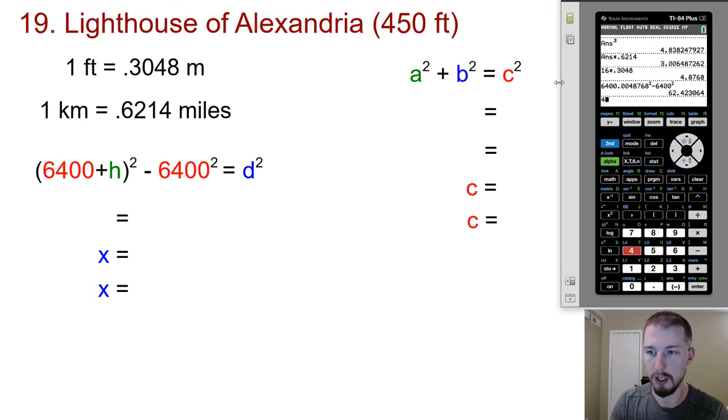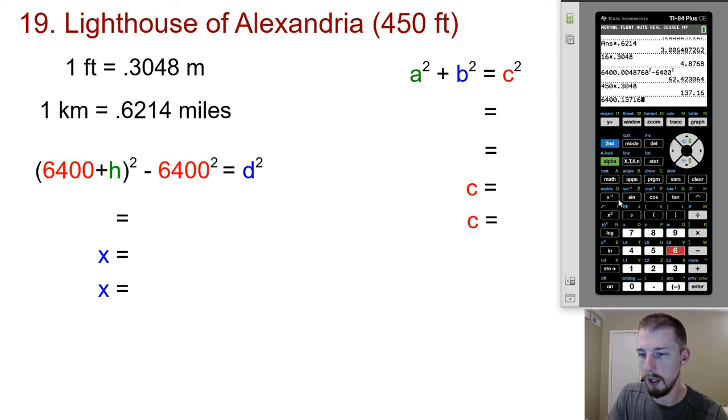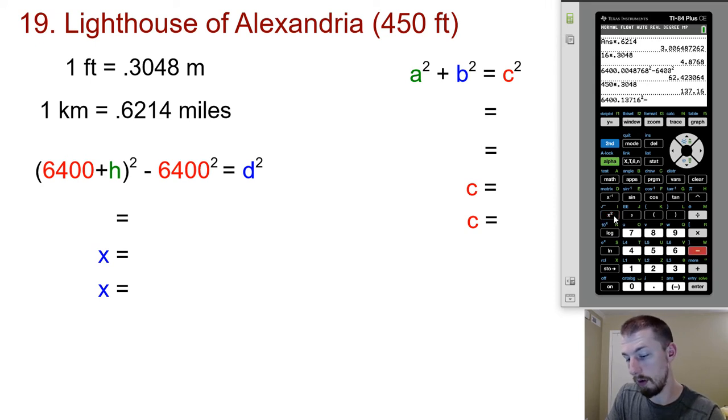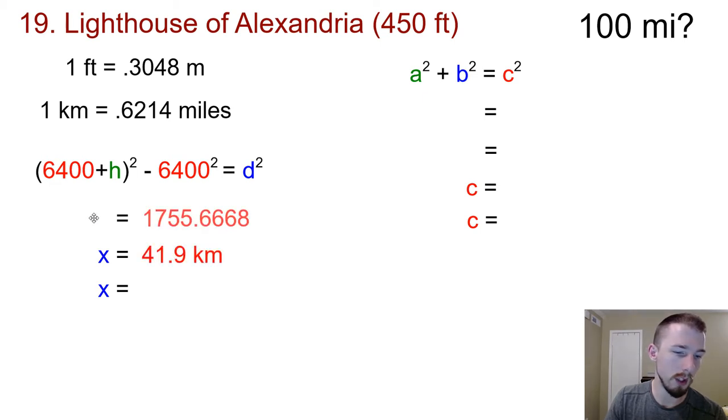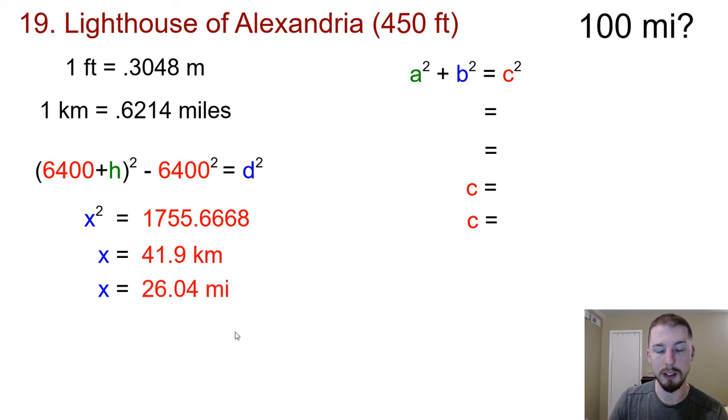So what I'm going to do is 450 times our conversion factor of 0.3048. Okay, and that's going to tell me how many meters: 137.16. Okay, and I'm going to take that squared, again, just like before, minus 6,400 squared. All right, and then I need to take the square root of that. If you notice, we're just following the same pattern. All right, so that means that we can see 41.9 kilometers. When we convert that to miles, we'll get 26.04 miles.